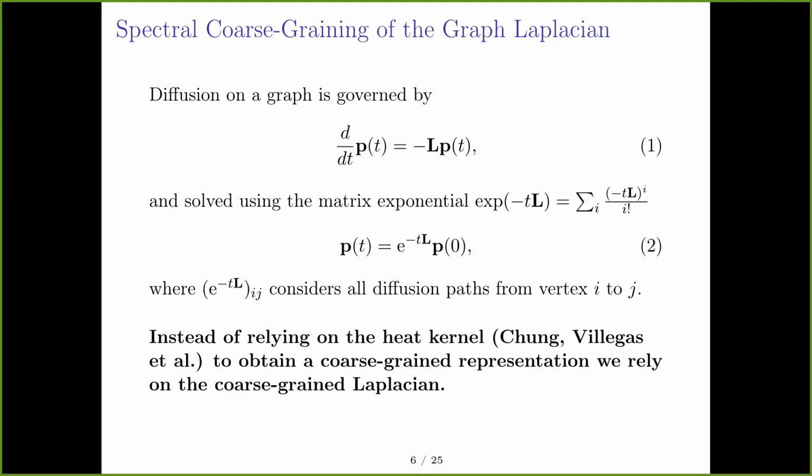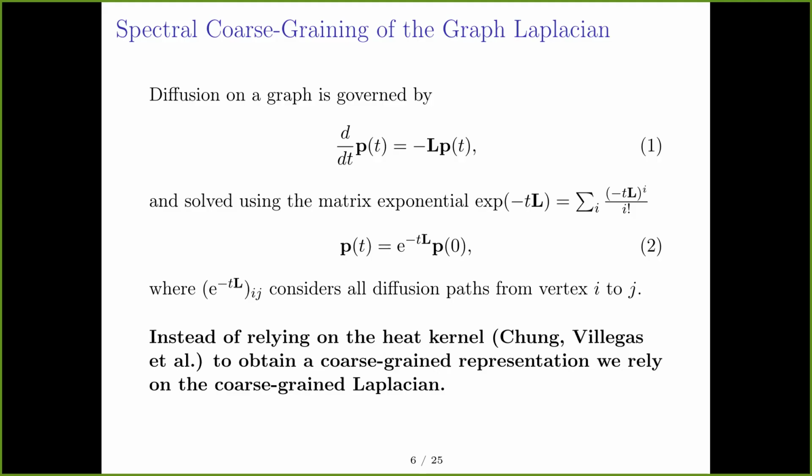And the matrix exponential is also referred to as the heat kernel. And for a long time, it's been used for spectral clustering or clustering in general, just because the entries of the heat kernel consider each diffusion path from one node to another and weight shorter paths more strongly. So this gives us essentially a notion of closeness, and hence the name kernel. But what we do with our work is that we do not rely on it.